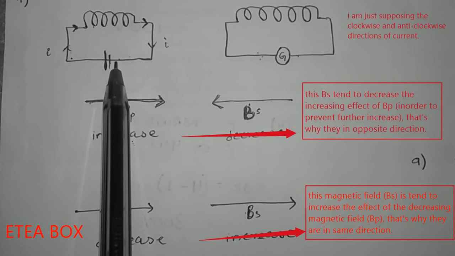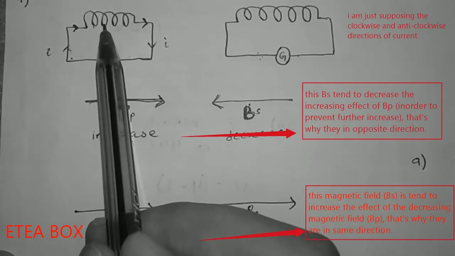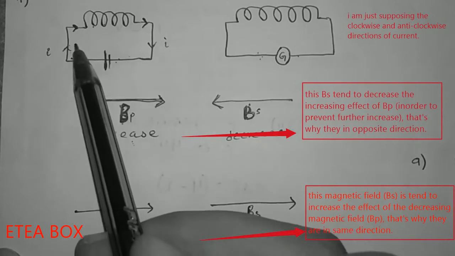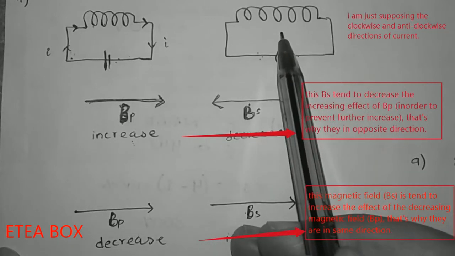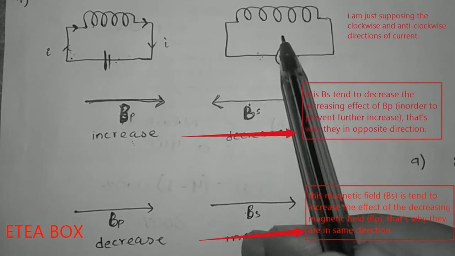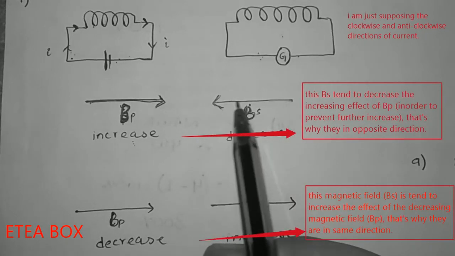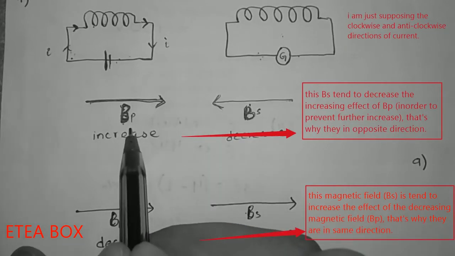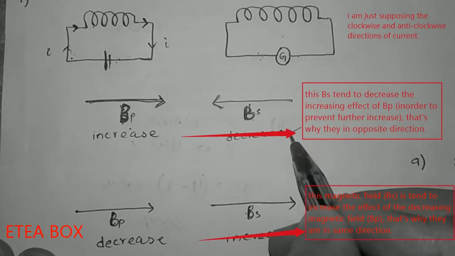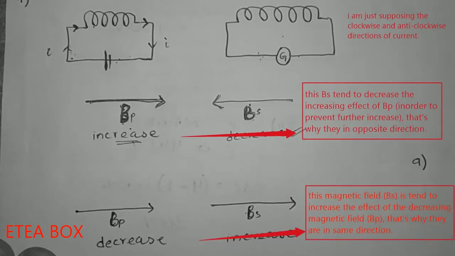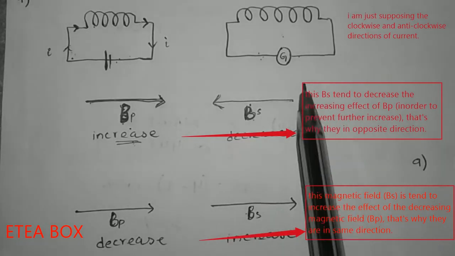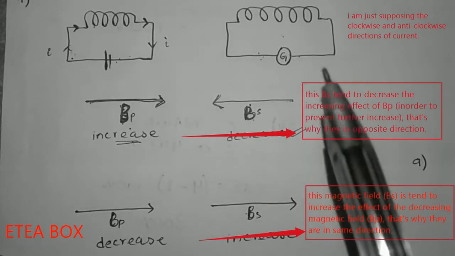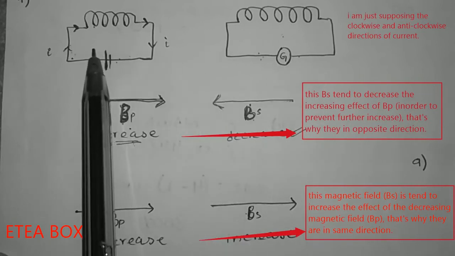in this primary coil. Now let's suppose the current here is clockwise. We know that the current is increasing, so in this coil the induced current will be anti-clockwise. In this coil the induced current will be anti-clockwise, and look, the direction of the magnetic field will also be opposite to the direction of this one magnetic field, because this one will try to decrease the effect of this. So we say that the induced EMF opposes the cause producing it, or the induced current opposes the cause producing it.